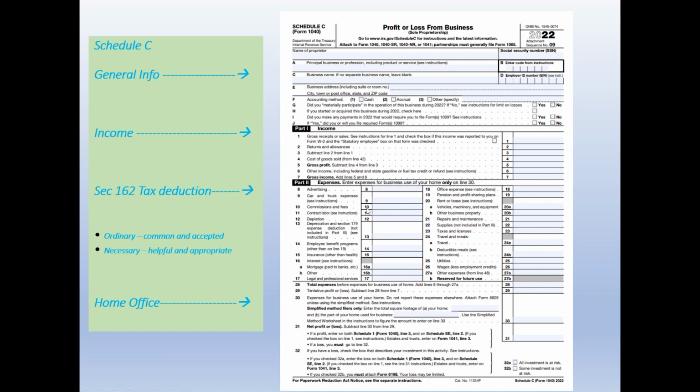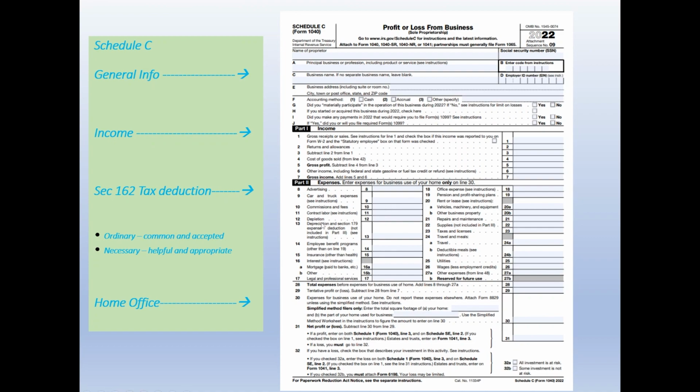Commissions and fees are the commissions you pay to your salespeople or other people who help you to generate income. Line 11 is contract labor, where you pay contractors for services. On lines 10 and 11, most likely, if you pay an individual or an unincorporated business, you need to send them a 1099-NEC.